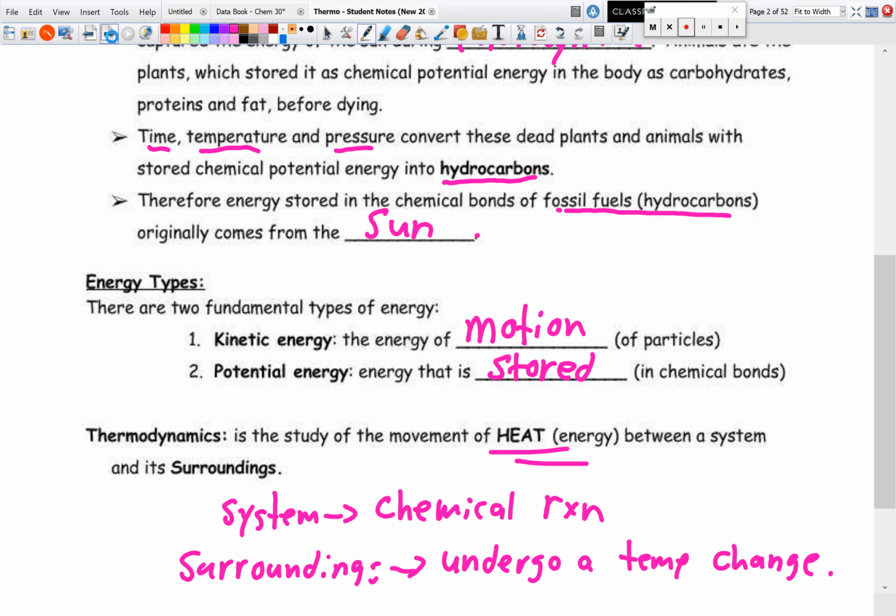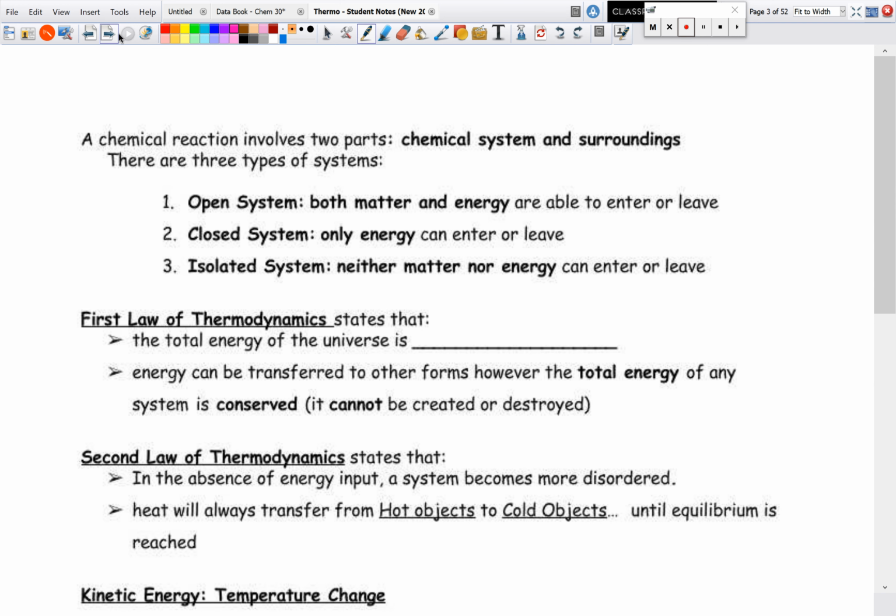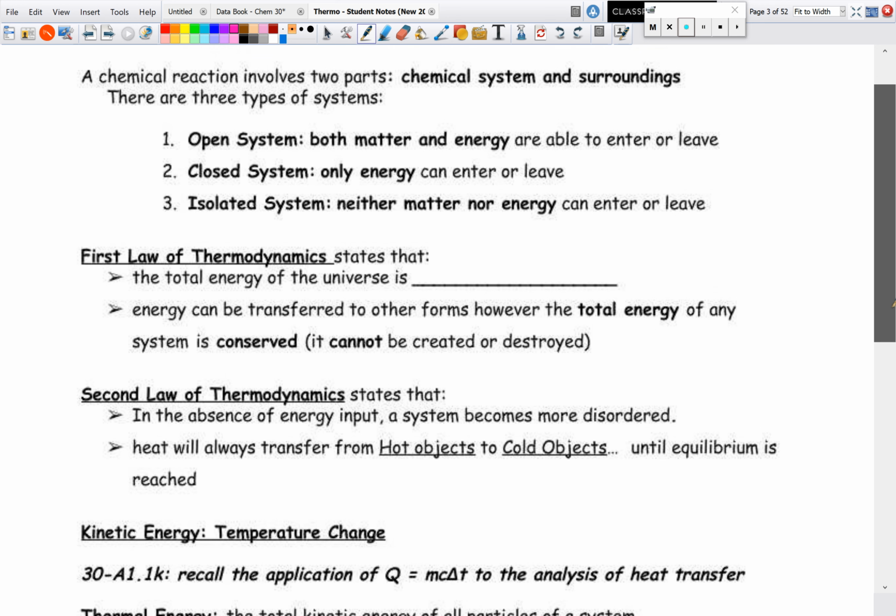Now, when we refer to system and surroundings, or the types of chemical systems that we can have, there are three main ones that you learned before. So open system, closed system, and isolated. So open means that both energy and matter are able to enter and leave. Closed, only energy can enter or leave. And isolated, neither matter nor energy can enter or leave.